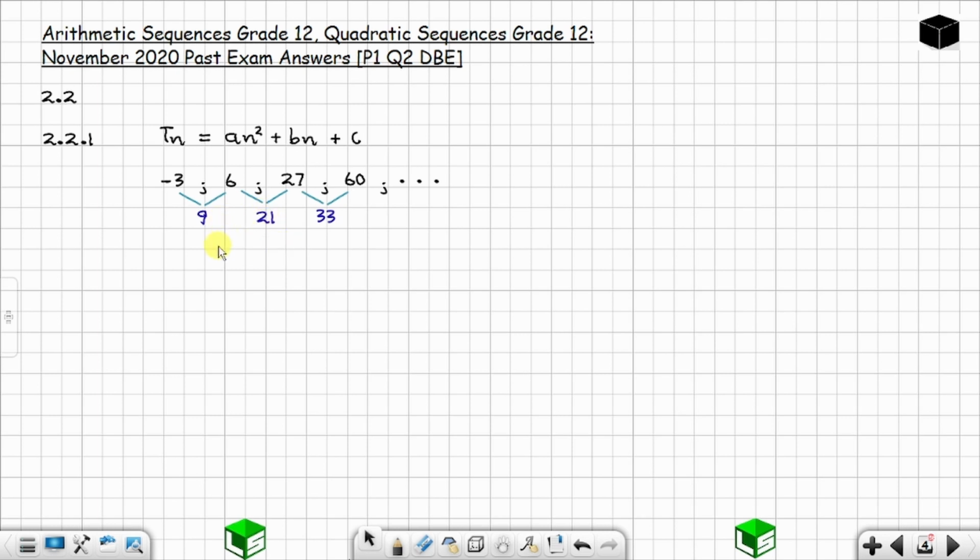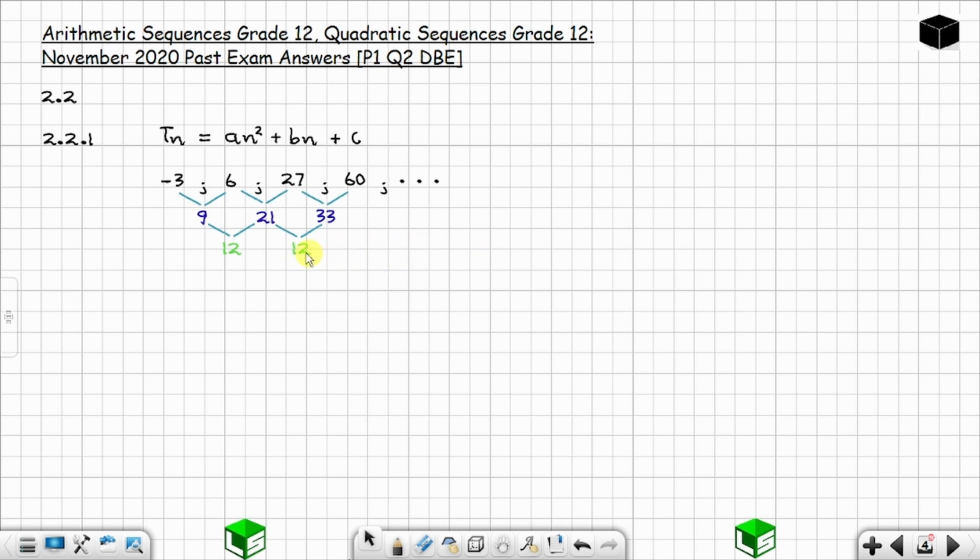Now let's take the second differences. To take the second differences, you take the next term minus the previous term. What is the difference between 9 and 21? You have 21 minus 9. The difference is 12. I hope you can see that. And what is the difference between 21 and 33? You have 33 minus 21. The difference is 12. You can see now you have a common difference, 12, 12. So it will continue being 12, 12, 12, 12.